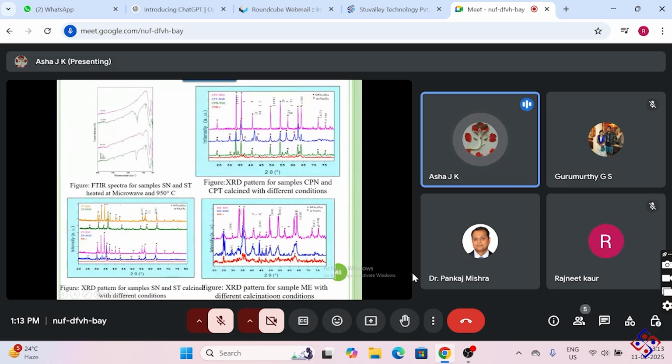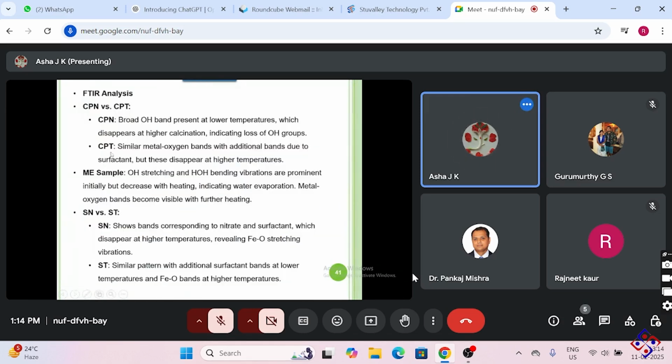So this is the spectra for samples SN and ST heated in microwave and at 950 degrees Celsius. This is the XRD pattern for samples CPN and CPT calcined with different conditions. And this figure illustrates the XRD pattern for samples SN and ST with different conditions, and the XRD pattern for sample ME with different calcination conditions.